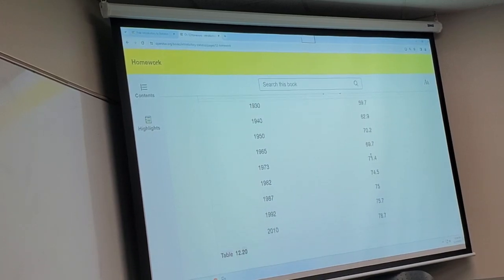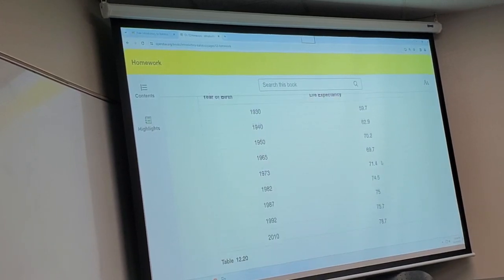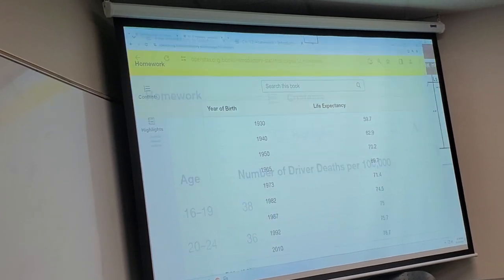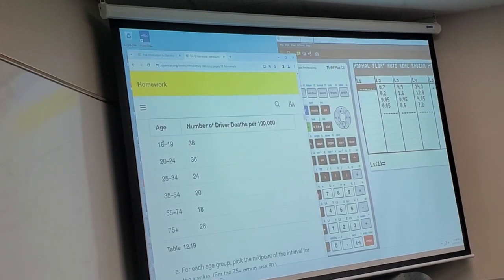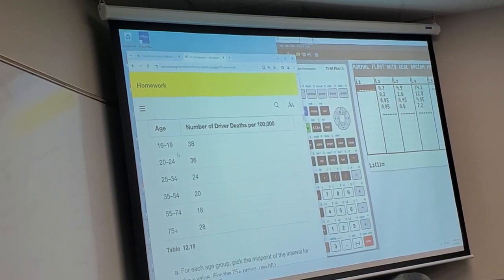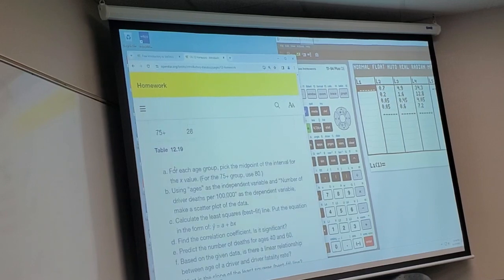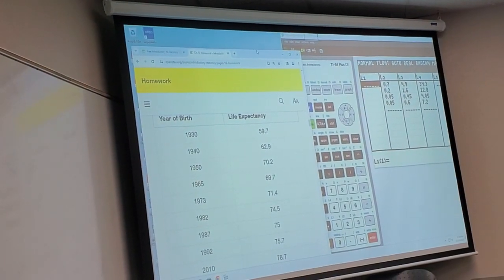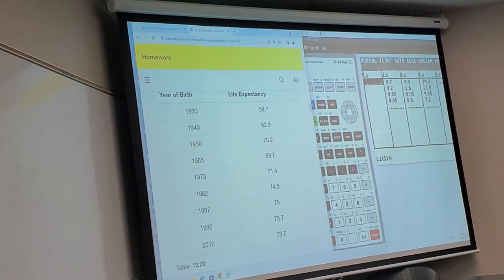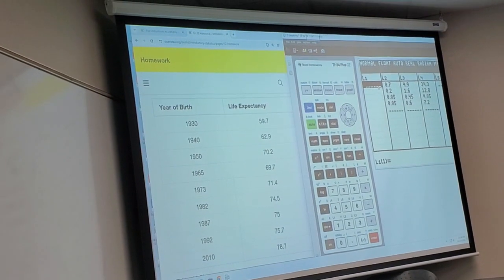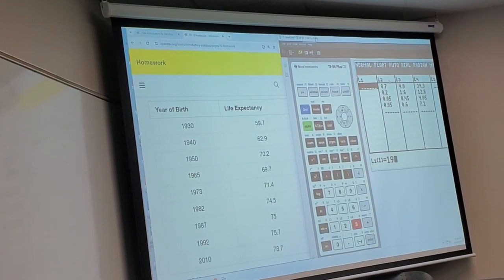Nah, let's do a different one. Sorry. Yeah, we'll do this one. The one I was looking at here, they said to pick the midpoint of this since there's multiple values. I don't want to mess with that. Let's just look at this guy, the next one down. All right, so sorry guys. Let's start over. Put the year of birth in the list 1.